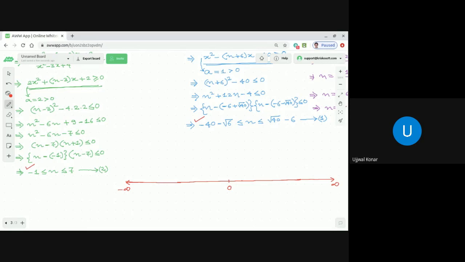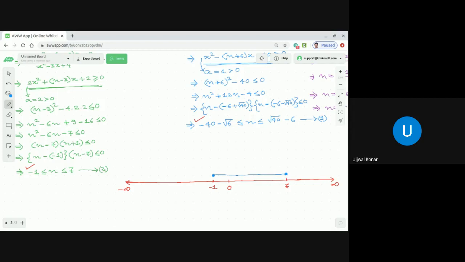So now, first let's put minus 1 and 7. Suppose this is minus 1 and this is 7, for example. So minus 1 to 7, if we put, dear students, let me use a different color. Minus 1 to 7 should be filled up because it is a closed interval. I hope all of you understood.